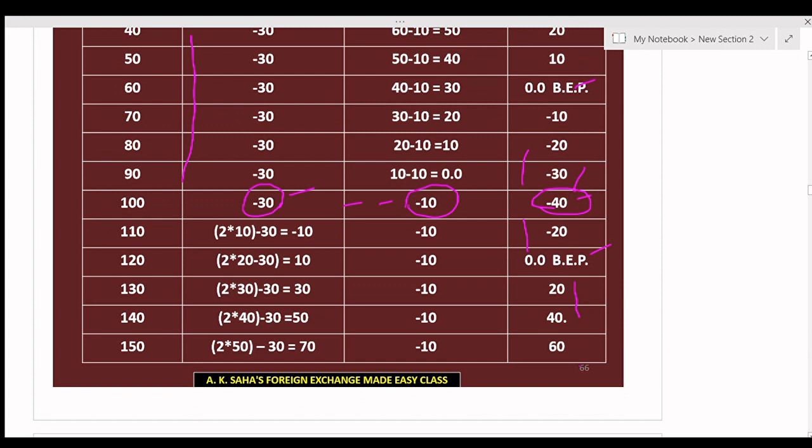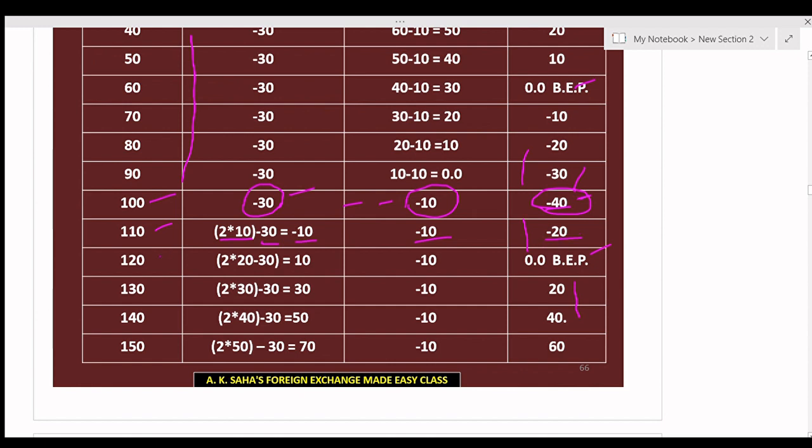Since Anup anticipates that the market moves upward, we'll concentrate on the bullish side. Now at 100, the maximum loss is rupees 40. Then when the market moves upward to 110, that is 110 minus 100, that is 10, the gain for a call option. For 2 call options, it is 2 into 10 minus 30 is equal to minus 10. So the loss comes down to 20 from 40.